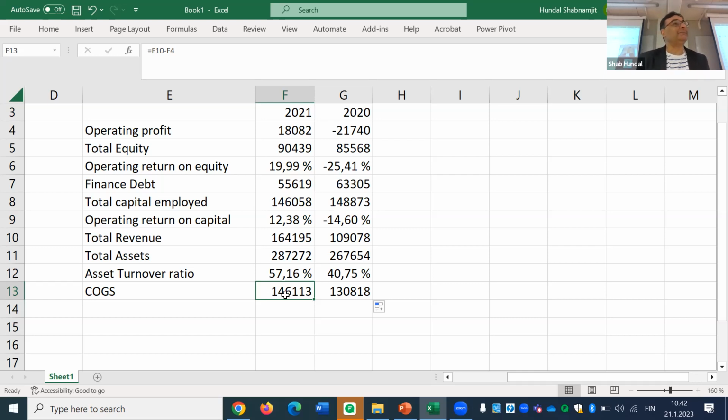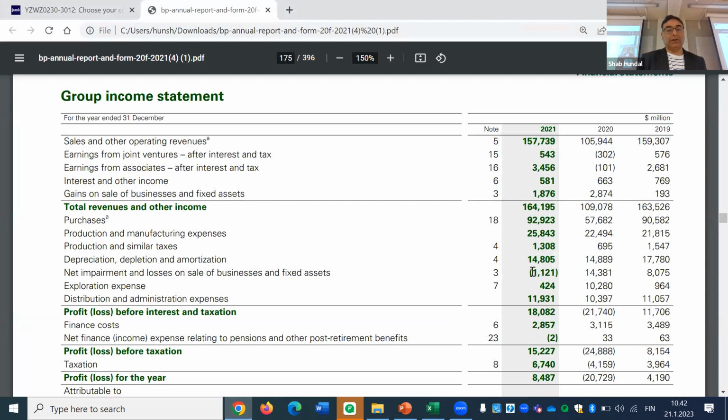Same thing we have done here. We just took the total revenue and then subtracted the operating profit, and that gives us the cost of goods sold, rather than counting and adding each component of cost of goods sold. Because the total cost of goods sold is not given, you would have to add up each item. Well, you can do it that way, no problem, if you want to.